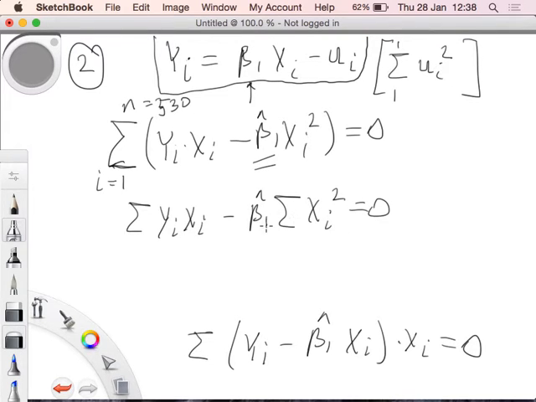I let the beta 1 hat be outside the summation operator because it's a constant, isn't it? It's an unknown value that takes one value. It is not indexed by i. It's just beta 1, so it can be outside. And if I solve this equation for beta 1 hat, I get something like this.